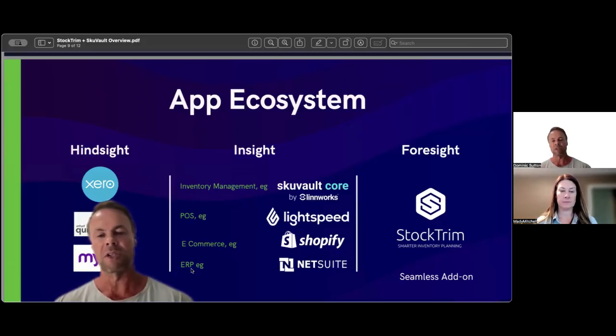So, as I've shown here, we've got StockTrim. We integrate with a number of market-leading software in the SMB space, and we try to integrate with those that align with our core customers. And then there's obviously StockTrim. We throw ourselves into the foresight area.